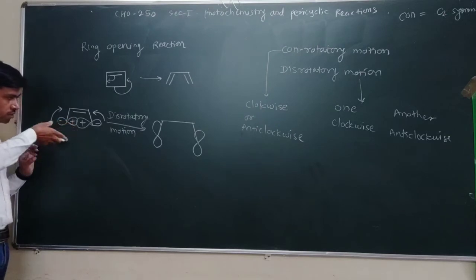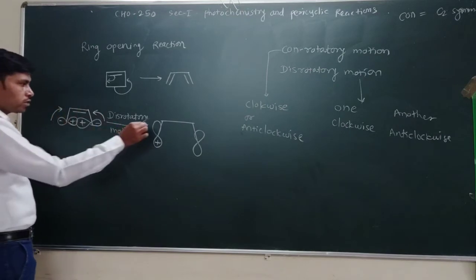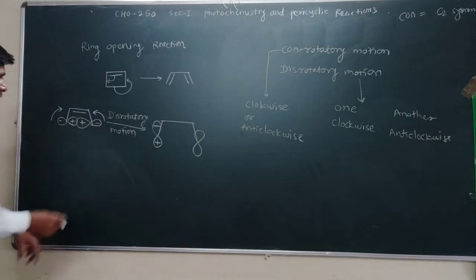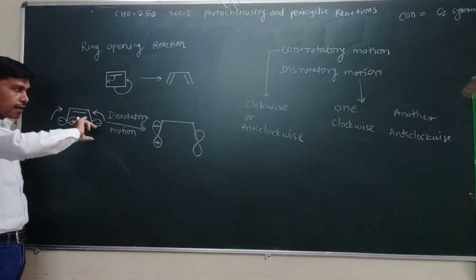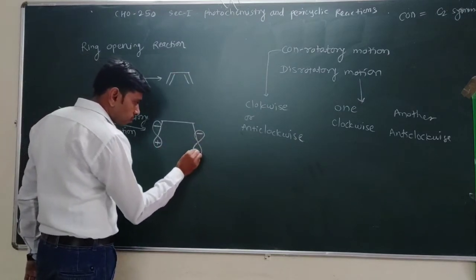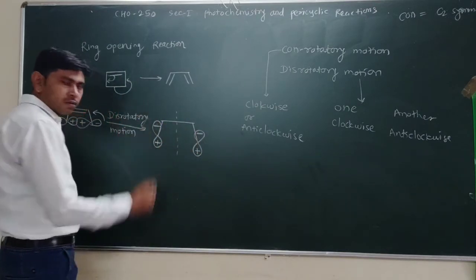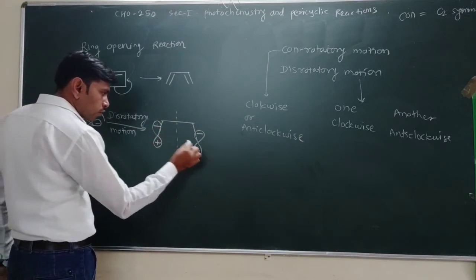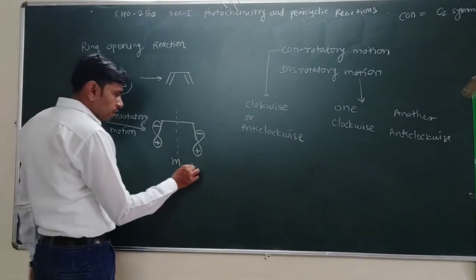See this left one. When we rotated clockwise, then the positive sign goes in the downward direction and the negative sign goes in the upward direction. In this case, the right orbital rotated anti-clockwise, so the negative sign goes here, the positive sign goes here. If we pass the plane and fold the molecule, then we observe that negative sign coincides on negative, positive sign coincides on positive. That means it has M symmetry.